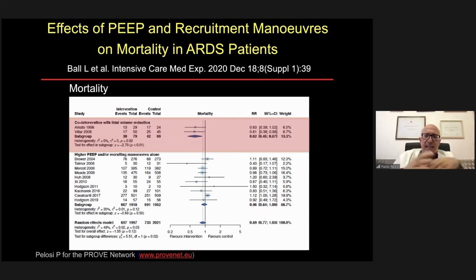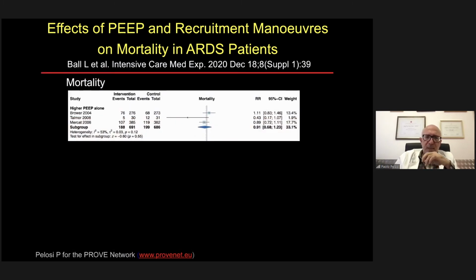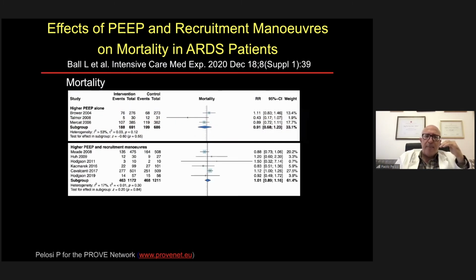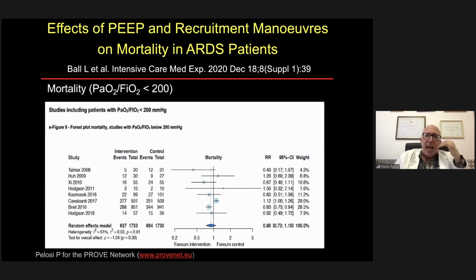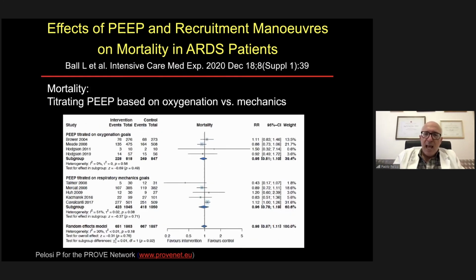But in the other studies, there was no difference in terms of outcome. And even when we consider higher PEEP alone, or higher PEEP associated with recruitment, or just recruitment, there was no difference in terms of mortality. And this, interestingly, was also very well confirmed by our data, even in more severe patients. And also, we did not find a major difference in terms of outcome when we look at the titration of PEEP based on oxygenation or mechanics.